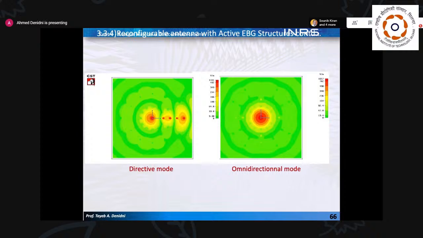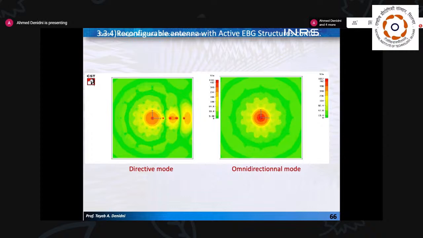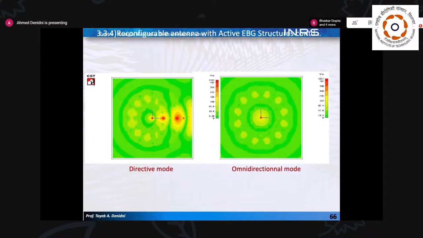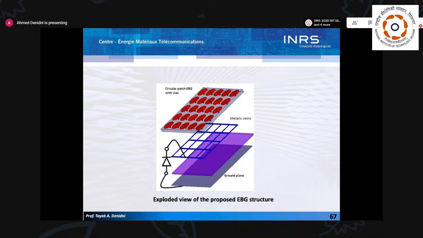And here is just an example of the radiation pattern when we have directive and when we have omnidirectional mode. This is the structure that we use to control the radiation pattern of the dielectric resonator antenna. The details are also given in our paper if you are interested. Now, how to switch this EBG structure: we have a grid to fill them, and the idea is to make them transmissive or forbidden gap. This means they let the energy pass or they block the energy.